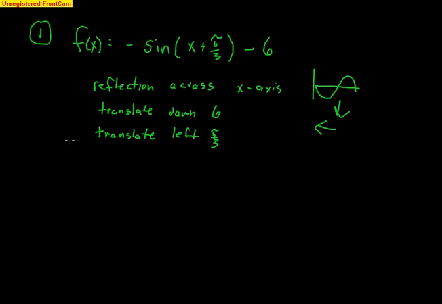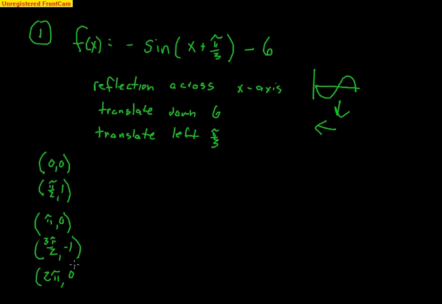So let's think about the original points for sine, and that would be 0, 0. Sine starts its wave at 0, 0. Pi over 2 to 1. Pi back to 0. 3 pi over 2 down to -1. And finally, 2 pi takes us full circle back to 0.